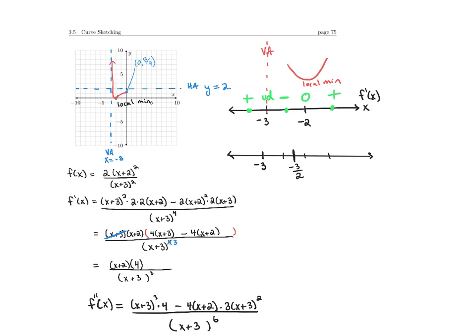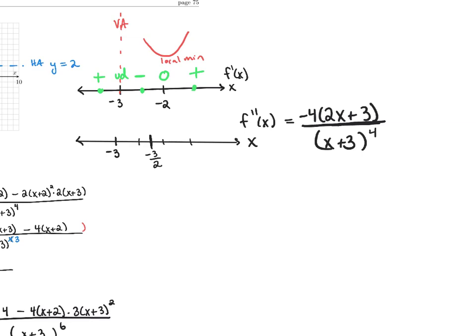Okay, so moving over here to my number line, I'm going to have x versus f double prime of x. And just as a reminder, our f double prime of x is -4 times 2x plus 3 over x plus 3 to the 4th. So your denominator is always going to be positive as long as x doesn't equal -3. So that's going to be an important thing to think about. So we're picking sample points. Let's pick 0, let's pick -2, and let's pick -4.